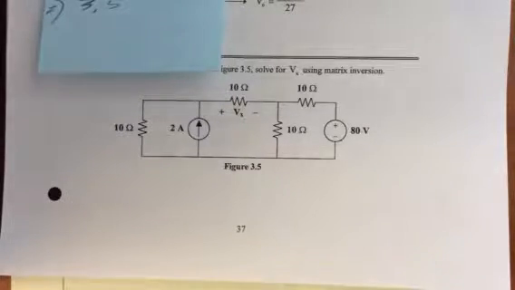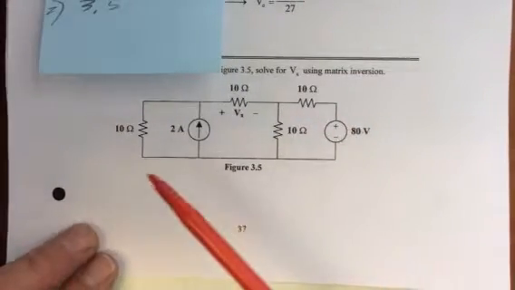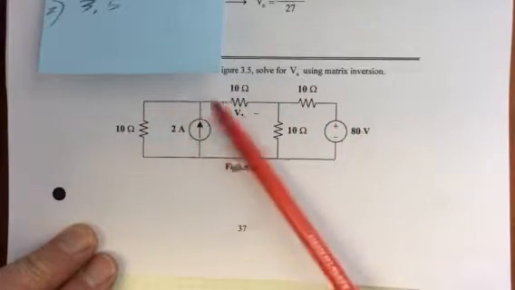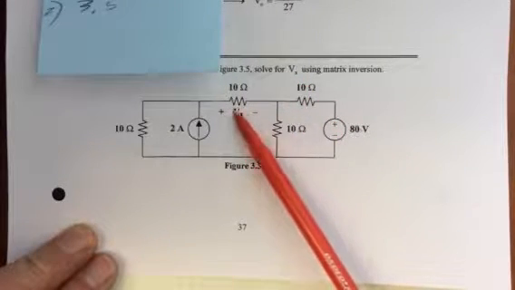All right, class, let's do another nodal analysis problem just for practice. So here's one I found in some materials from the book. We're asked to do a nodal analysis on this and solve for V sub x, where V sub x is the voltage across that center 10 ohm resistor.